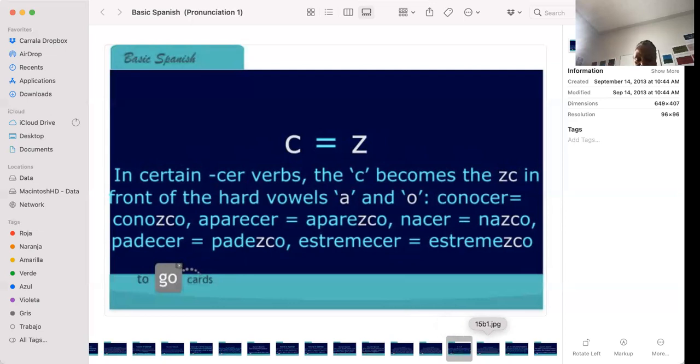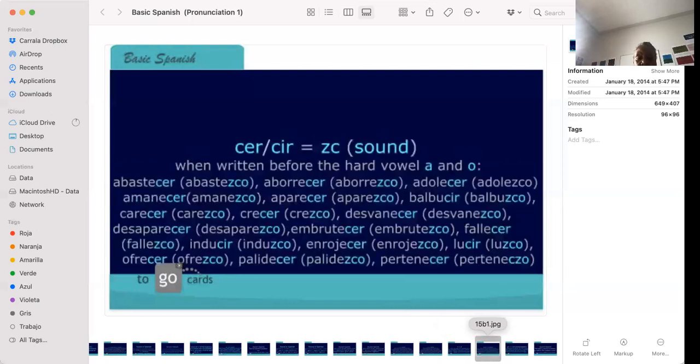The same is true for the IR verbs, like inducir and lucir, right? Now, this is not only true for the yo form, it's also true for the command, usted, ustedes, and also for the present subjunctive.